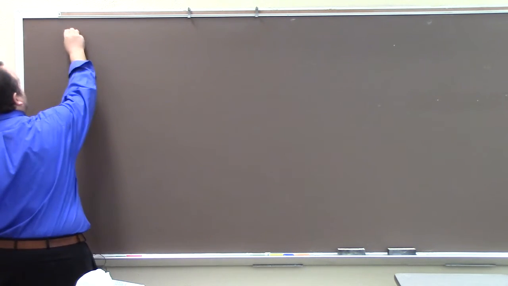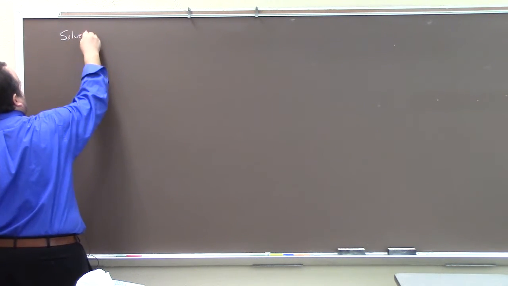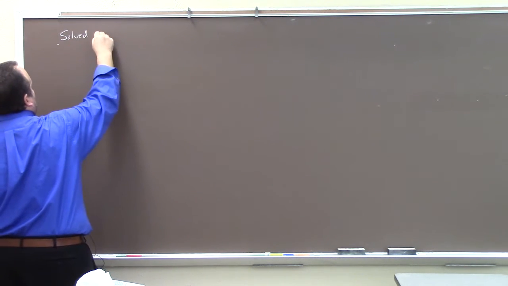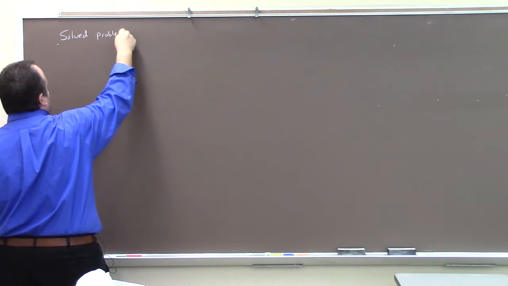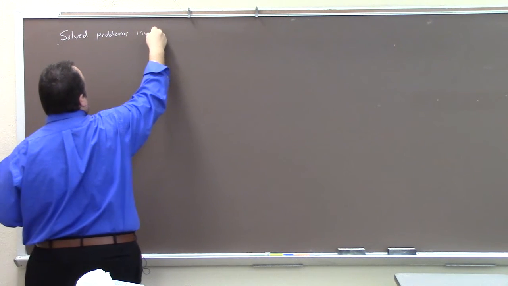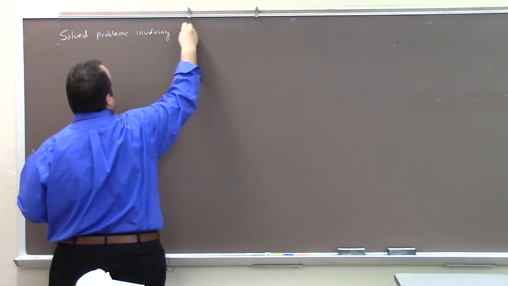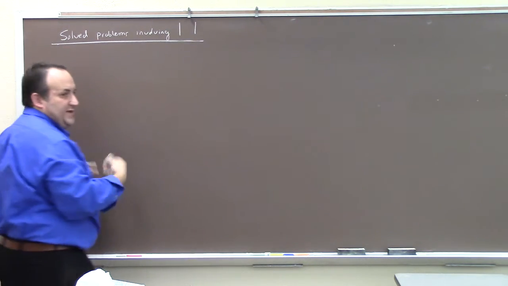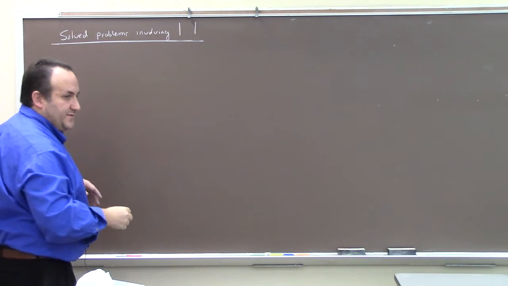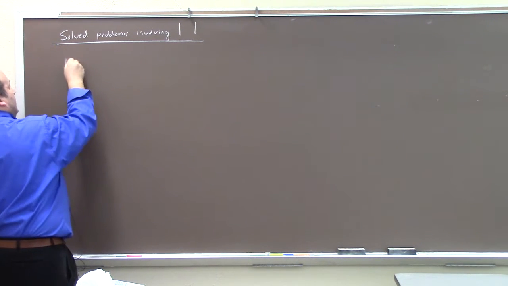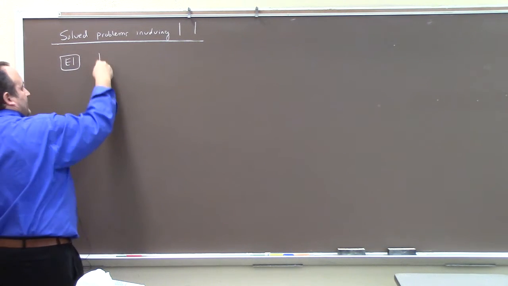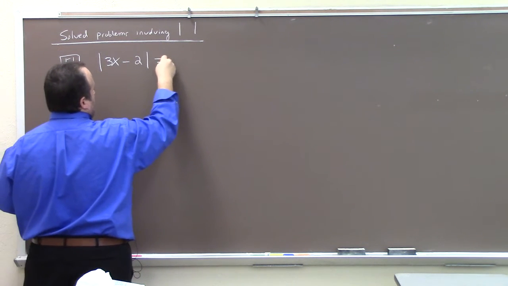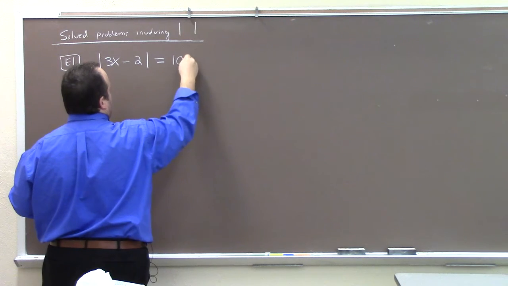So we solved problems involving the absolute value, right? Let me give you 4 representative examples, okay? So example 1, we did something like solve the absolute value of 3x minus 2 equal to 100. There, I'll make it interesting.